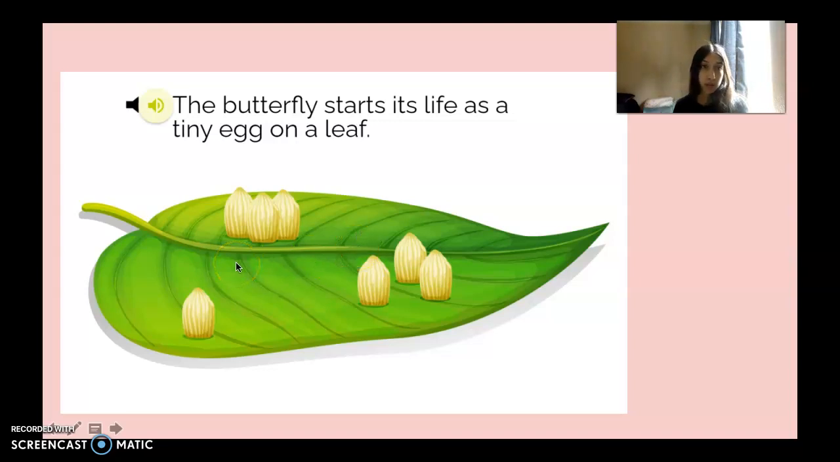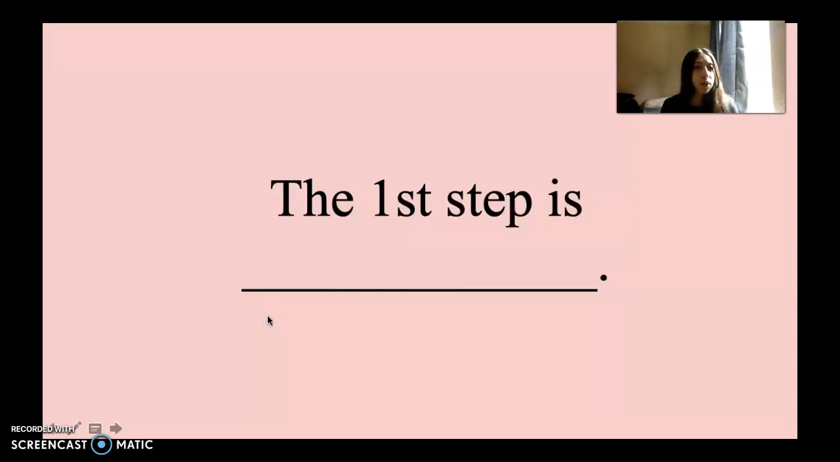So what we're going to do right now is I want you to turn to your carpet partner. We're going to turn to our carpet partner, and partner A is going to tell partner B, what's the first step in a butterfly life cycle? So go ahead and take a second, turn to your partner, and tell them the first step is, and if you forget how to say it, we have our sentence up here that you can look back on. I want you to tell your partner B, what's the first step? Go ahead.